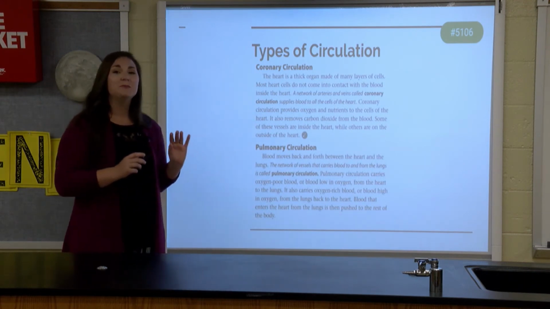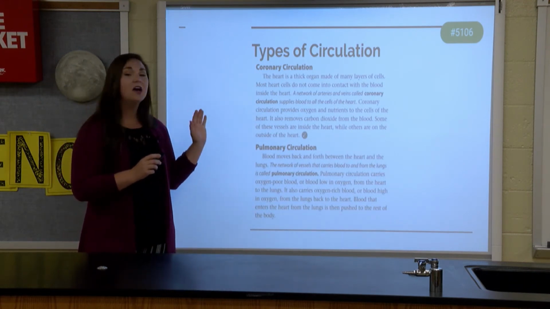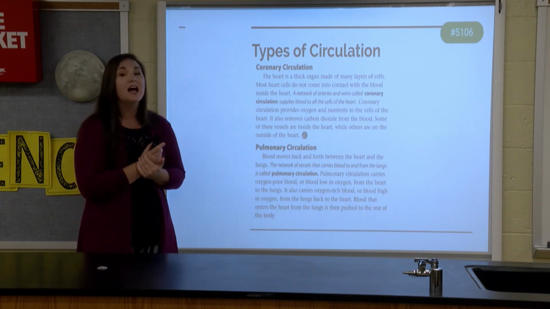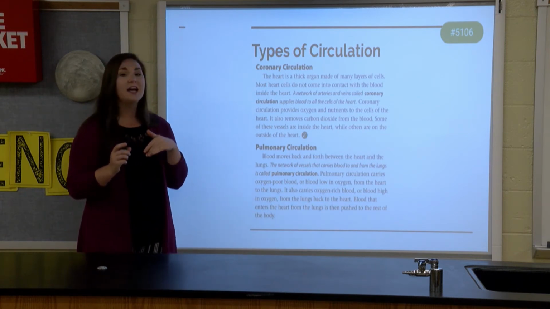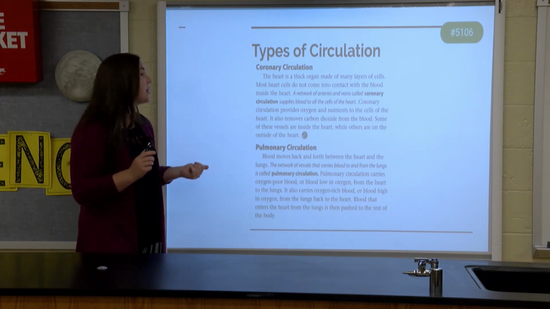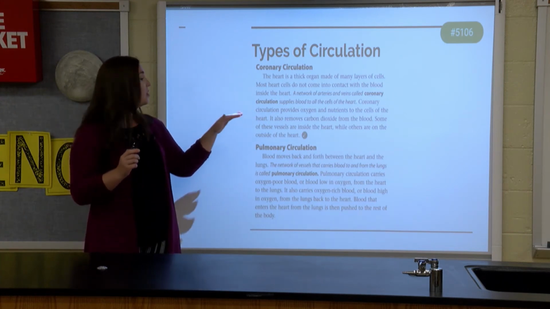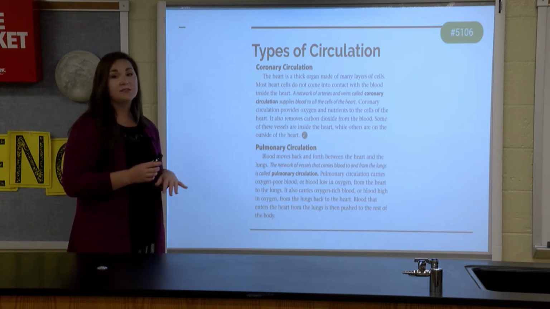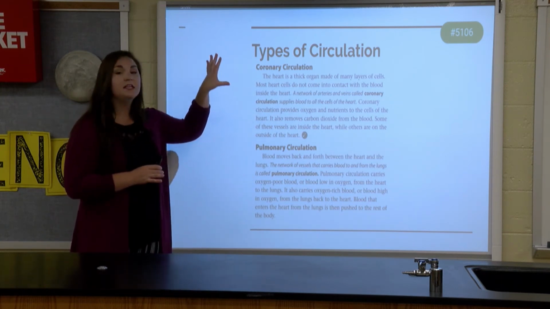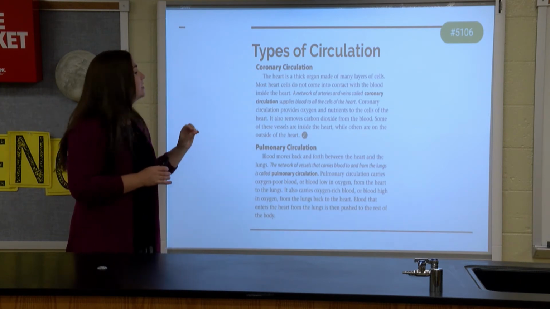Coronary circulation is specifically for the heart. The heart is a thick organ made of many layers of cells, and most heart cells do not come into contact with the blood inside the heart. So a network of arteries called the coronary circulation supplies blood to all the cells of the heart that need it. It's specifically working with the heart cells.